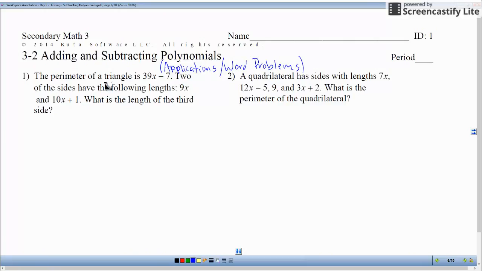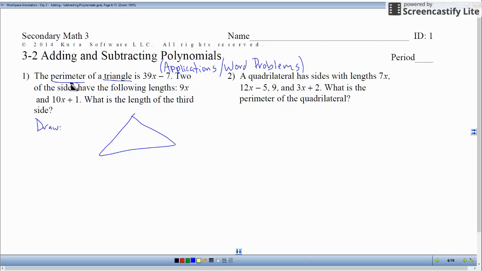The perimeter of a triangle is 39x minus 7. Two of the sides have the following lengths, a 9x and a 10x plus 1. What is the length of the third side? Well, the key is to draw. Whenever possible, you want to draw something. And to me, I see the word triangle. I see the word perimeter. I think we all can agree that we can just go draw a triangle.